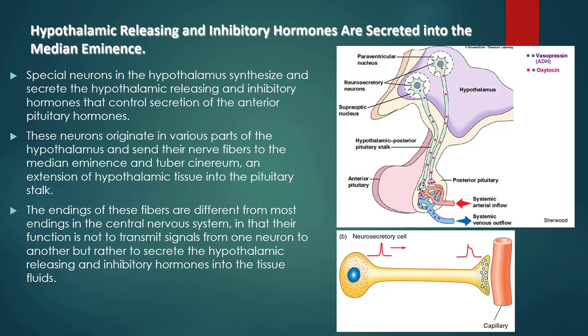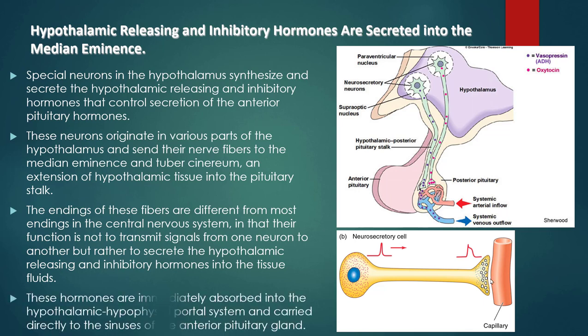The endings of these fibers are different from most endings in the central nervous system, in that their function is not to transmit signals from one neuron to another, but rather to secrete the hypothalamic releasing and inhibitory hormones into the tissue. Neurons actually transmit signals from one neuron to another, but these neurons, which originate in the hypothalamus, carry these inhibitory or excitatory hormones or factors from the hypothalamus. These hormones are immediately absorbed into the hypothalamic hypophysial portal system and carried directly to the sinuses of the anterior pituitary gland.